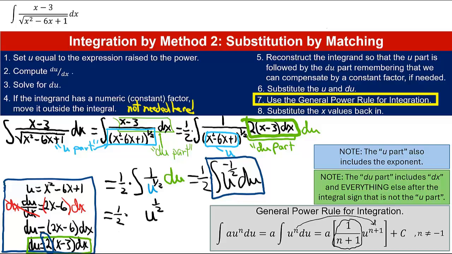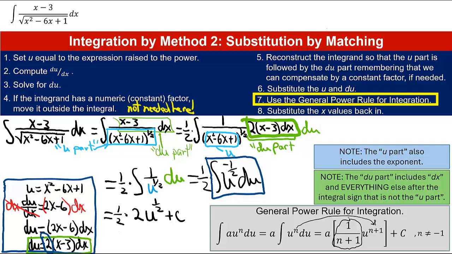But the formula also says that you have to multiply by 1 over that new power. So we have to multiply by 1 over 1/2. And that just means the reciprocal of 1/2. 1 over a fraction just flips it. So 1 over a half is 2. In other words, the reciprocal of 1/2 is 2. Don't forget that. And also don't forget this is an indefinite integral, so you have to put plus c.